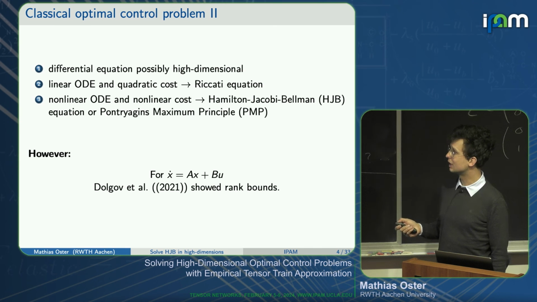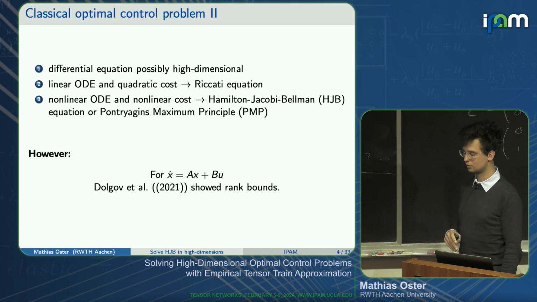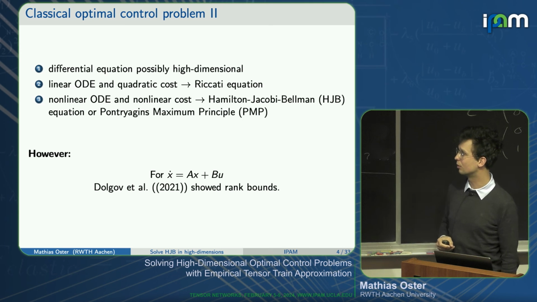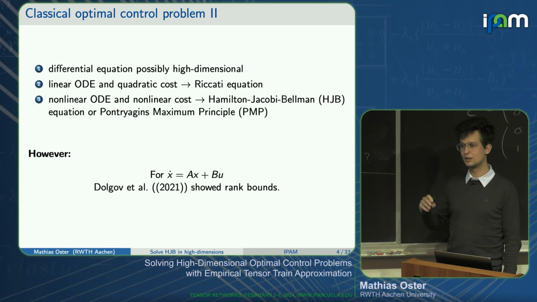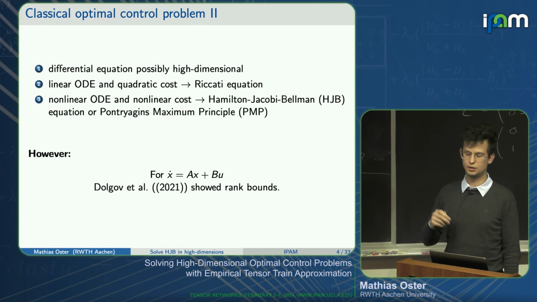The analogue to the Riccati equation, in some sense, in the nonlinear world, is the so-called Hamilton-Jacobi-Bellman equation, which is a PDE that describes exactly the solutions of the so-called value function. And a kind of complementary approach is the so-called Pontryagin maximum principle that allows you to evaluate the optimal costs, so to say, given a certain initial value.